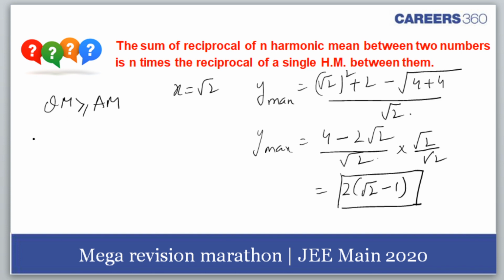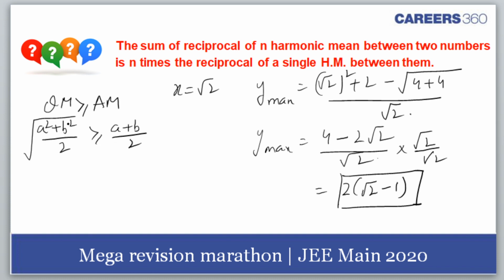Okay, the quadratic mean is the square root of a square plus b square upon 2. That's what I'm saying. And the arithmetic mean is a plus b by 2. Let's see whether it is greater or not. Somebody challenged me that this is not true, that the inequality is opposite.